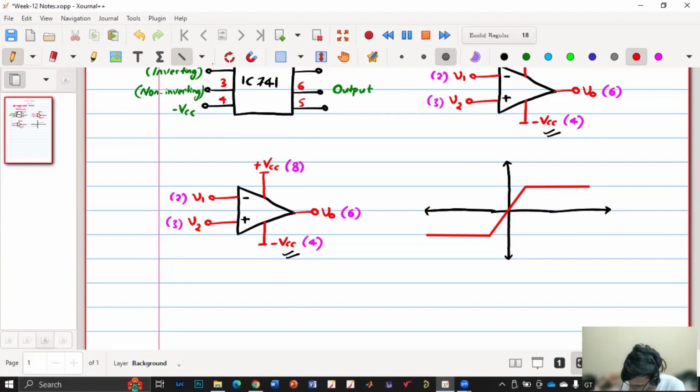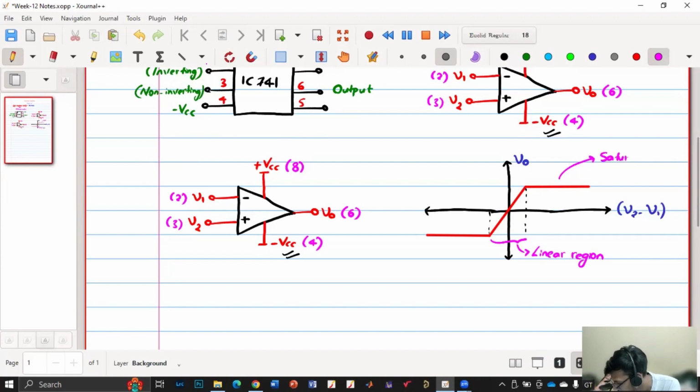And if I draw a vertical line, this first region is called the linear region, and this is the output. Sorry, this is the output V naught, and this is V2 minus V1, positive minus the negative, so non-inverting terminal minus the inverting terminal. This region is called the linear region, because it is linear, and this top region is called the saturation region.